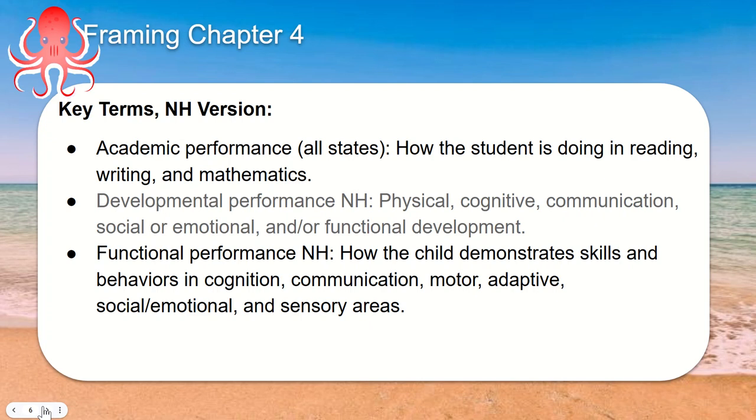So academic performance is pretty basic. This is where you put how the student is doing in reading, writing, and mathematics. For me, at this point, that's where I put how they are doing in reading, writing, and mathematics if those are the areas where the student is below grade level. I put the areas where they're at grade level in their strengths. You might hear something different at your school site.